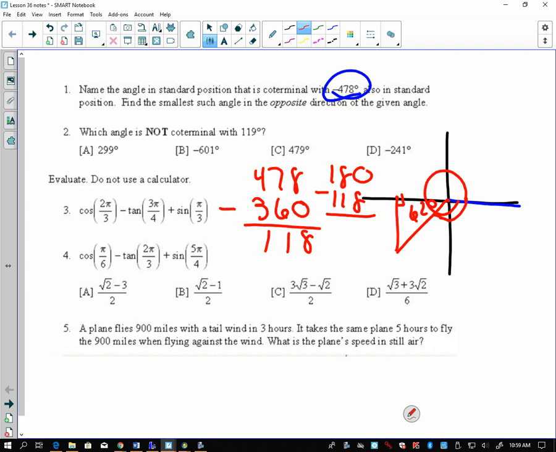All right, so it says name the angle in standard position. What they're looking for is going the other direction. We're looking for the smallest positive angle that'll get me to that point. Well, that's 180, 180 plus 62.